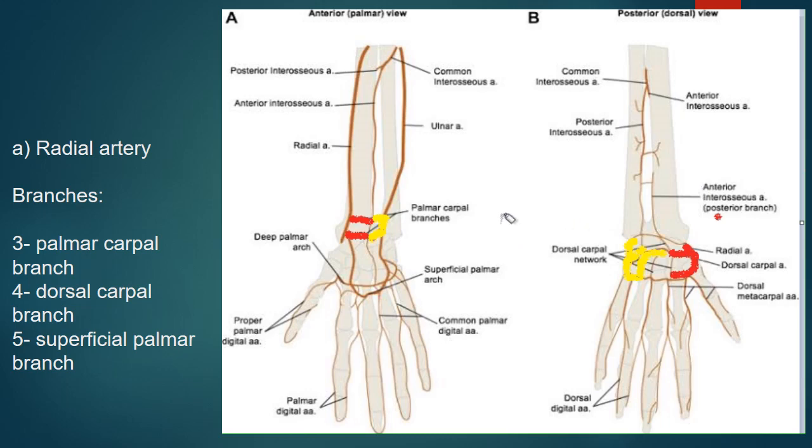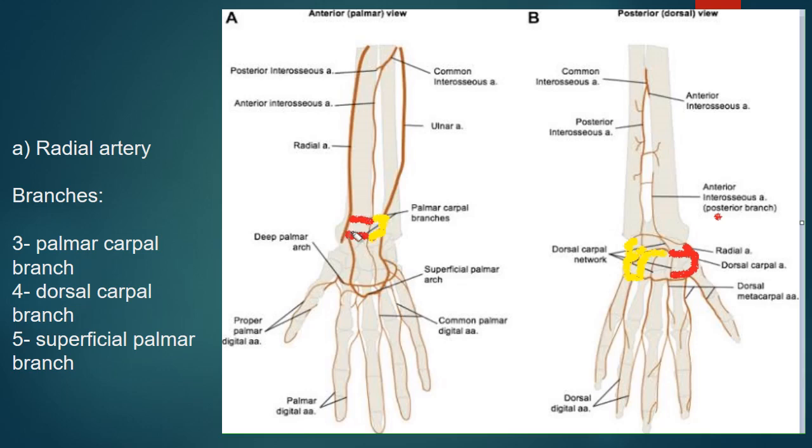The fifth branch of the radial artery is the superficial palmar branch. As I have already told you, the radial artery passes downwards in the forearm. At the lower border of the forearm, it winds around laterally and enters the anatomical snuff box at this point. At this point, the radial artery leaves the anterior side of the forearm and enters the dorsal side by winding laterally around the wrist.